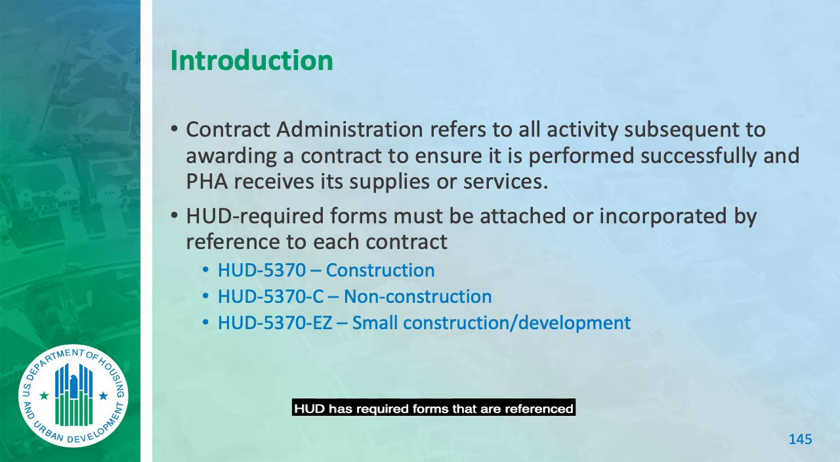HUD has required forms that are referenced and put into every contract. For construction, it's the 5370, which has requirements in it. For non-construction, it's 5370C, Sections 1 and Section 2, depending on the contract type. And for small construction or development, it's a 5370EZ. Again, I put these in the bid or the quote so that contractors know what they're going to have to sign, what they're going to have to agree to.